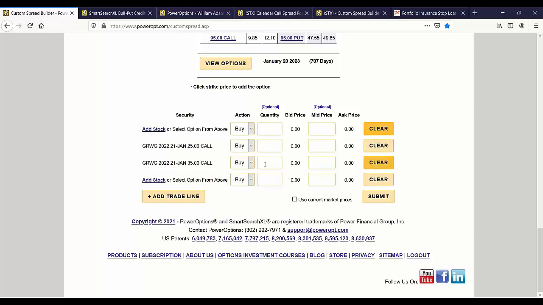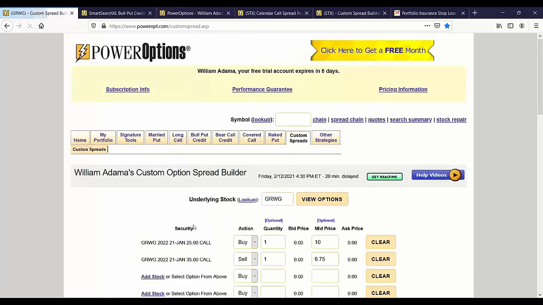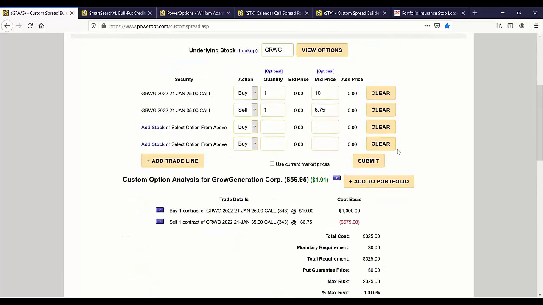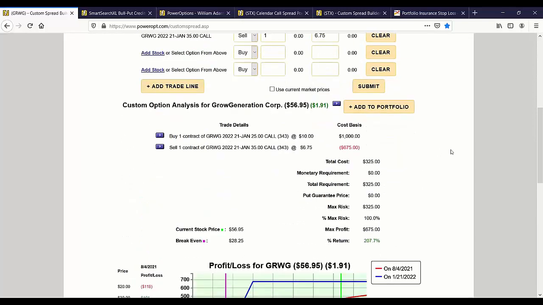You said a debit of 325. So let's put in buy one at 10. Sell one at 675. I know I could have done that easier, but we're just going to do it in this math for now. That'll get us to a debit of 325. There's your Bull Call Debit. Stock's really great, 56.97. And you could close out right now for 670 credit on the position with the current prices.